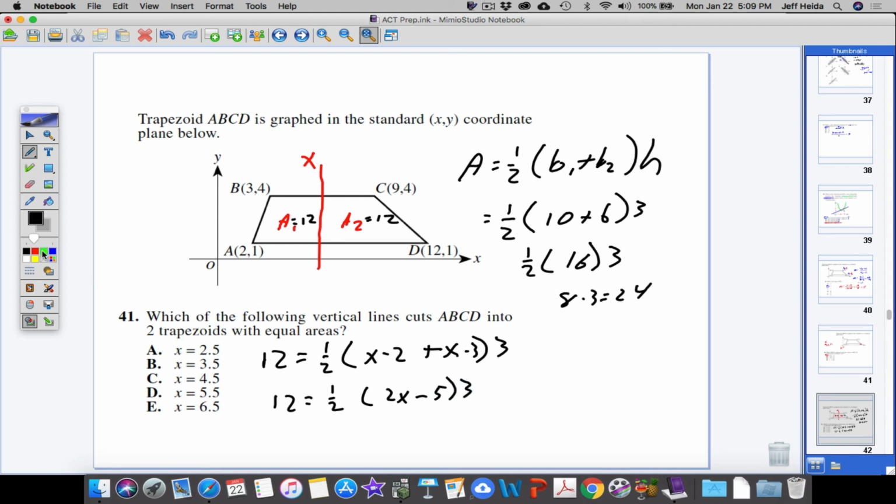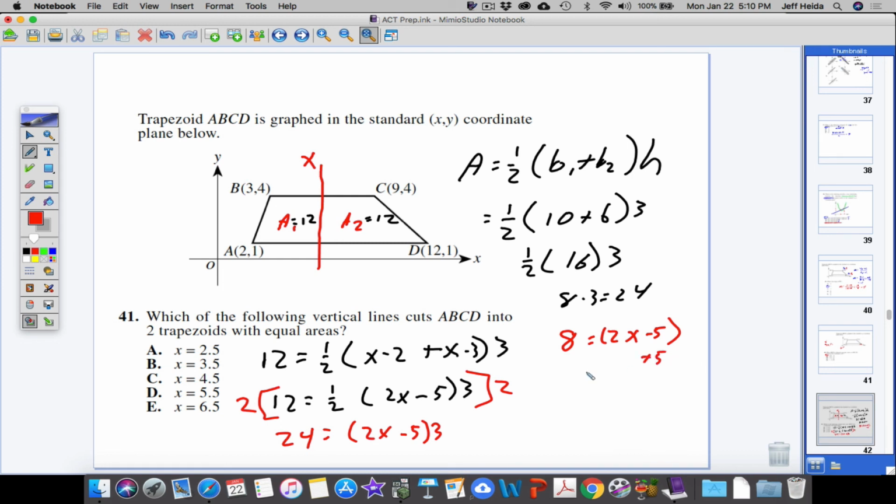Now I'm going to do something a little bit different here just to make the math a little easier. Get rid of the fraction. I'm going to multiply both sides by 2. That's going to be 24 is equal to, and that just makes this 1/2 go away, 2x minus 5 times 3. Oh, look at that. Now I can divide both sides by 3. Could have done that before as well, because 3 goes into 12 4 times. 3 goes into 24 8 times. So you get 8 is equal to 2x minus 5.